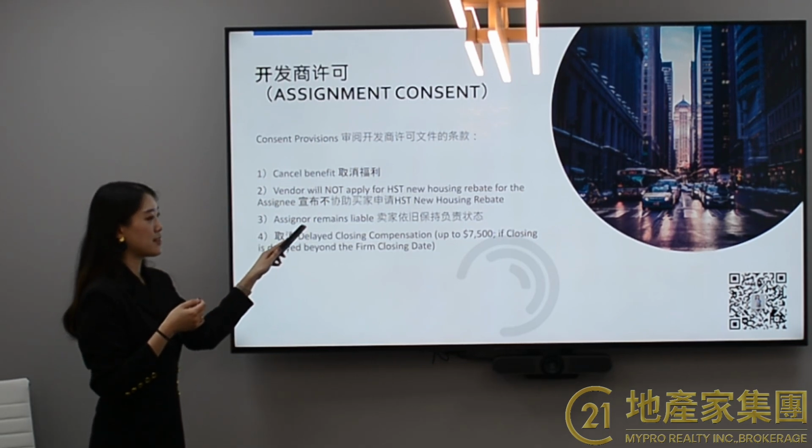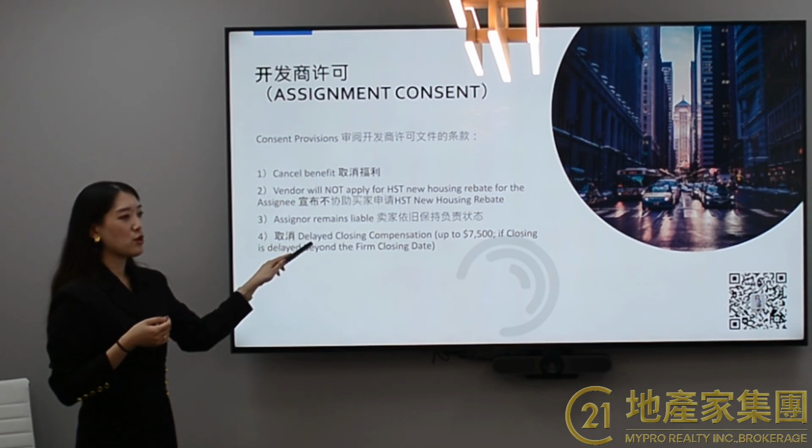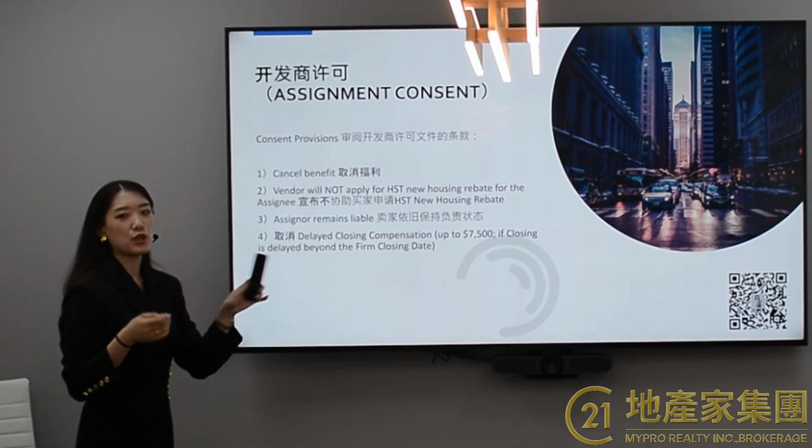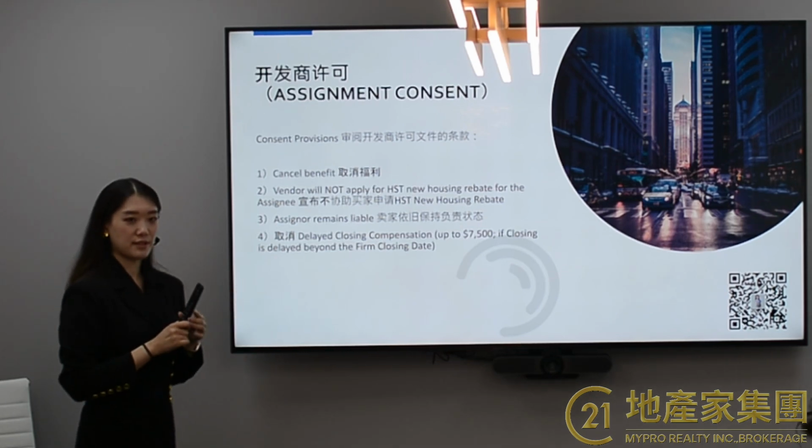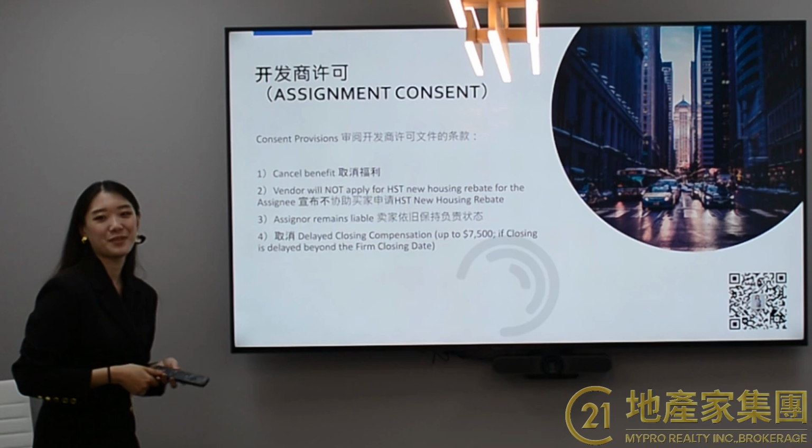Okay, and this happens everywhere. This is even when you want to make any change with the vendor. Okay, so if you're the original purchaser and you want to make any change about the agreement with the vendor, they're gonna take away this right.